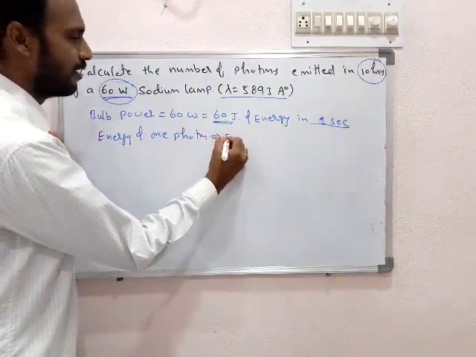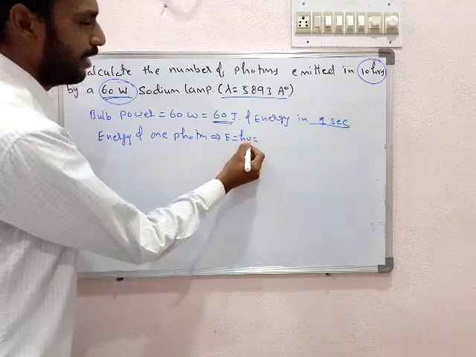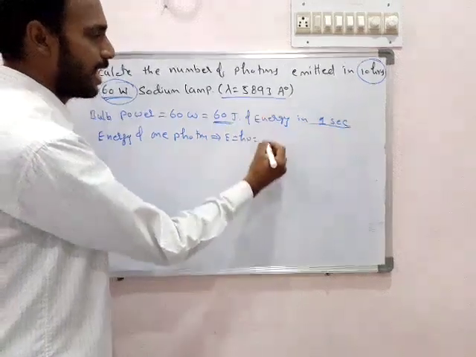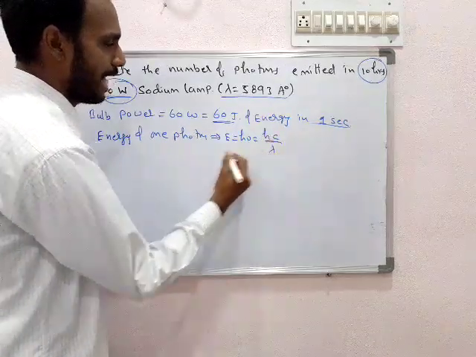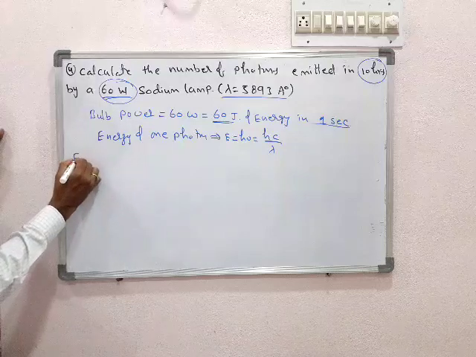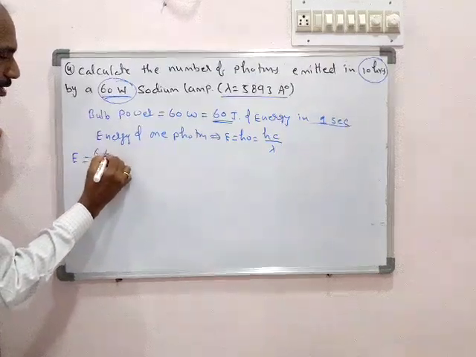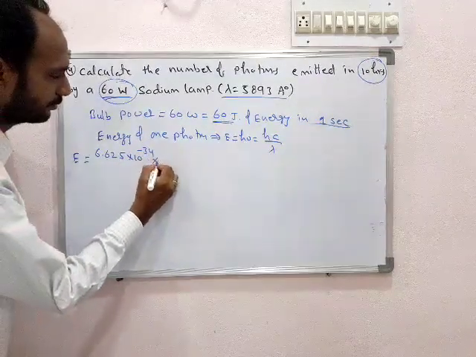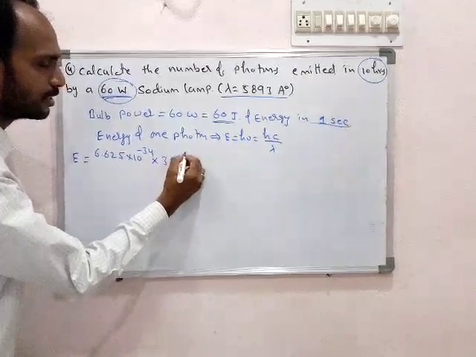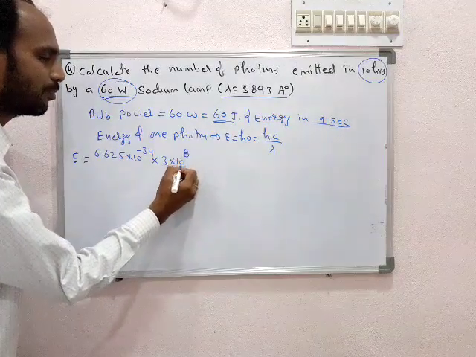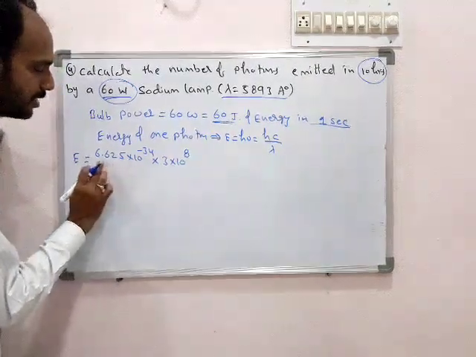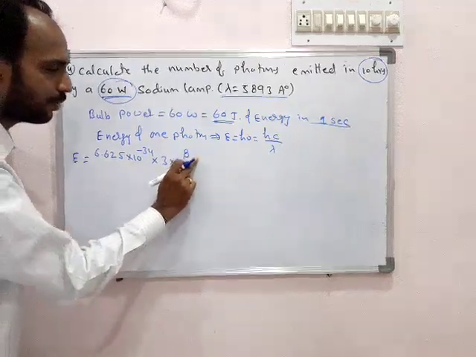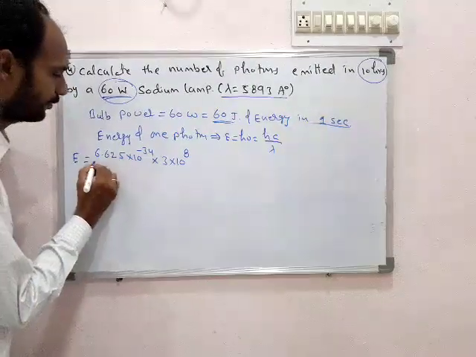Energy of one photon is always equal to h nu. If frequency is given directly, we take nu. If wavelength is given, then it is hc by lambda. So E is equal to h value 6.625 into 10 power minus 34 joule second. We know the speed of light is 3 into 10 power 8 meters per second. Here we took 6.625 into 10 power minus 34 joules in the SI method, so we must take 3 into 10 power 8 meters per second.